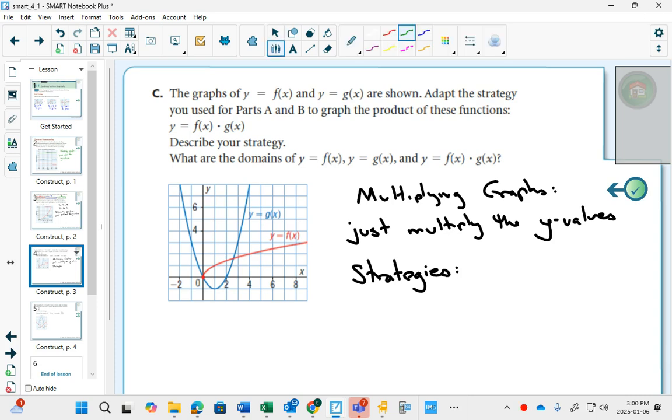Okay, but we're going to look at some strategies here. There are certain things, mental math, that are easy for multiplying. What are your easiest multiplying ones that you can do?